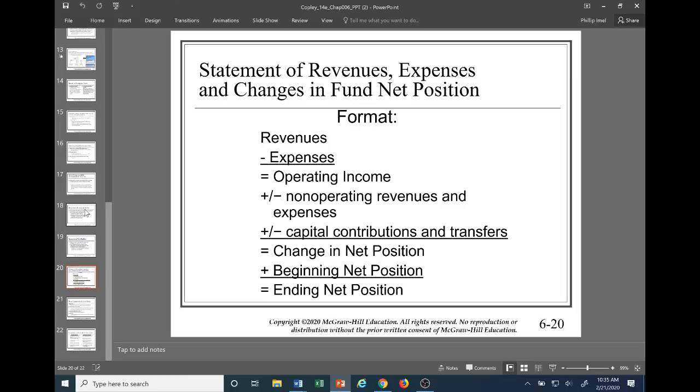And we're going to continue to go over this. That's why I just want to spend time on this, because the format and the journal entries, that's 90% of the battle on these statements. I mean, it really is.